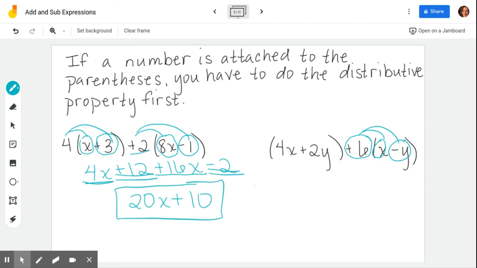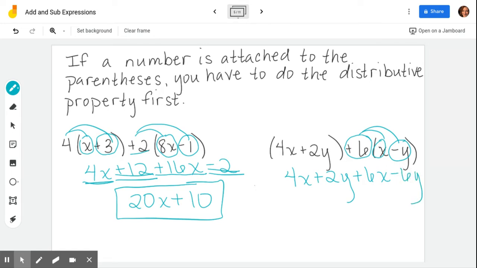The first set of parentheses don't really even matter. It's like the first problems that we did in this video. It's just a 4x plus 2y. It's just to say, hey, look at me. I'm an expression. Then I'm going to do positive 6 times x. That's positive 6x. Positive 6 times negative y. Well, my signs are different, so that's going to be a negative 6y.